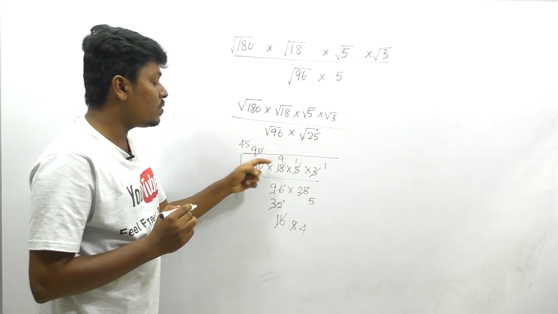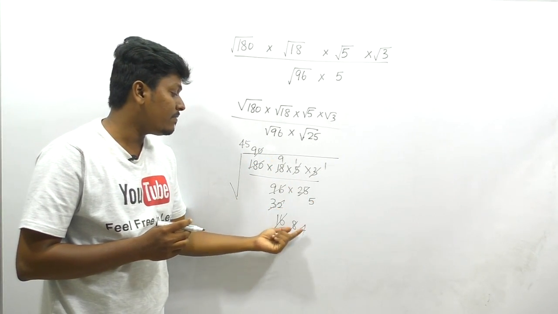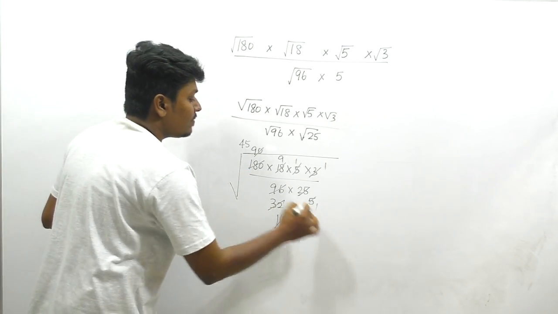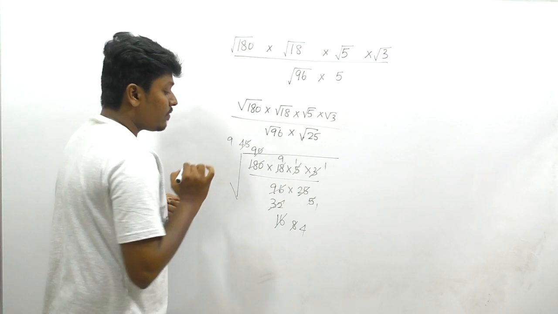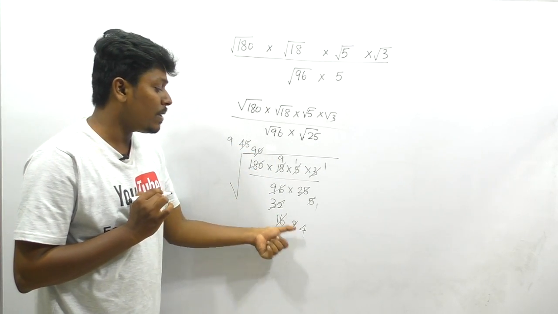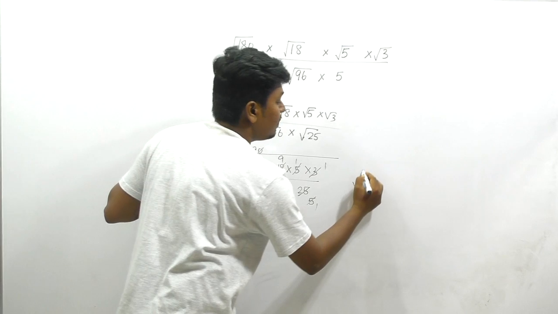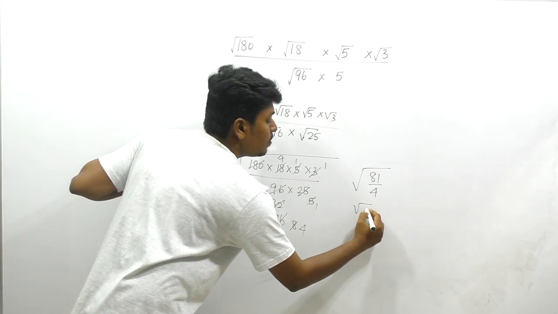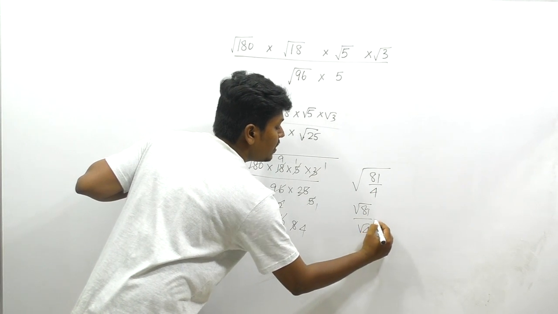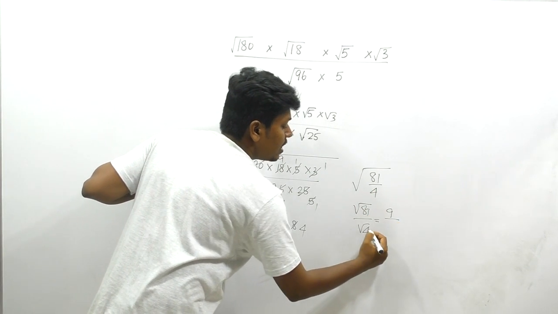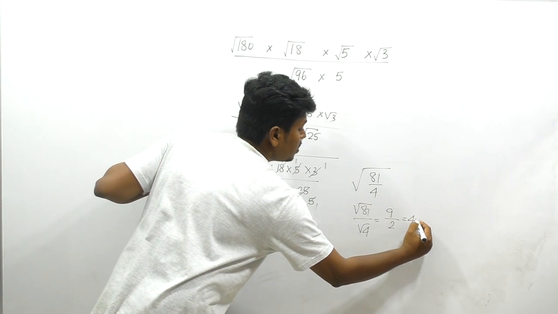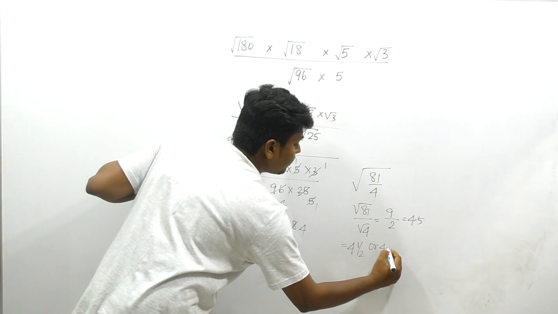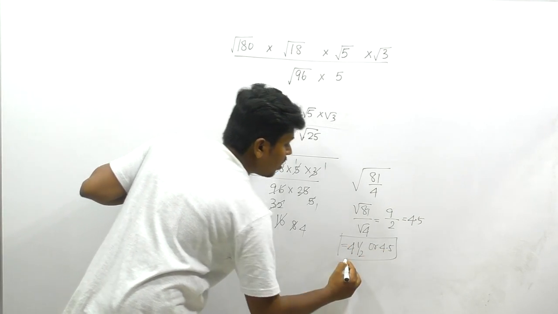So 45 into 9 is the numerator part, divided by 5 into 4 as the denominator part. I think we can cancel 5 and 45, friends. 1 5 is 5, 9 5s are 45. So 9 into 9 is 81, 81 divided by 4. So finally we got 81 divided by 4. Friends, listen here, root of 81 divided by root of 4. We know that root of 81 is 9 and root of 4 is 2. So 9 by 2 is 4.5. So the answer will be 4 1 by 2 or 4.5. Both are the same.